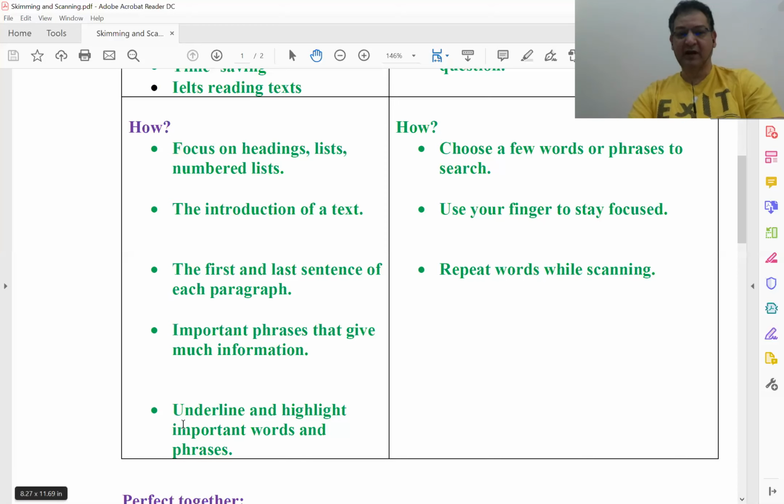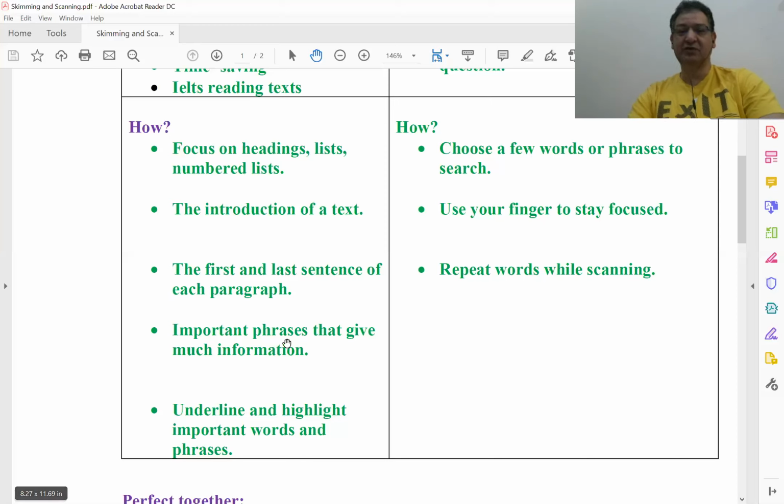Also, you can underline and highlight important words and phrases because you can go to them later once you need them. So how to apply skimming? Focus on the title, headings, subheadings, numbered lists, read the introduction, read the first and the last sentence of each paragraph, read important phrases that give you much information, and you can highlight or underline important words.